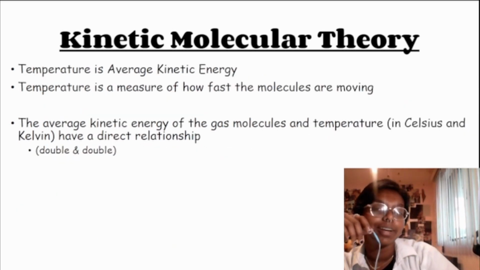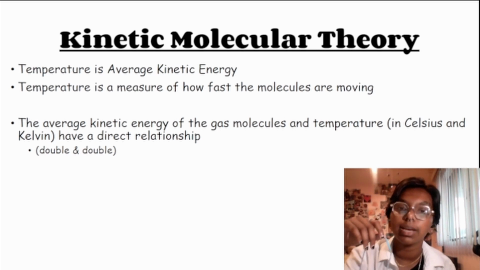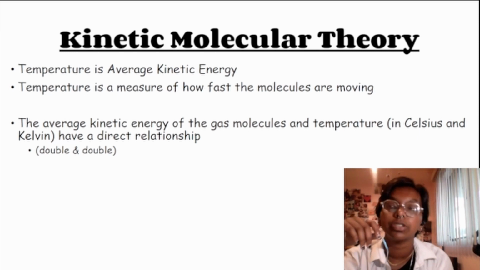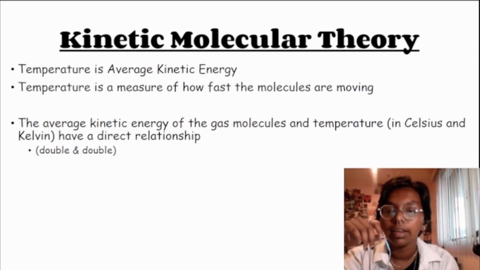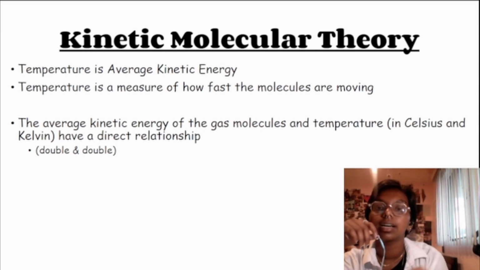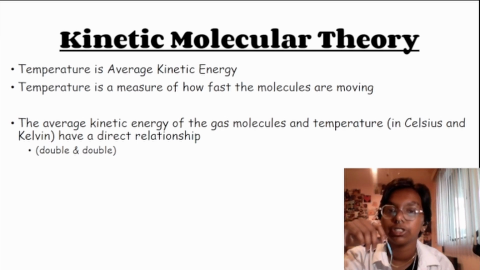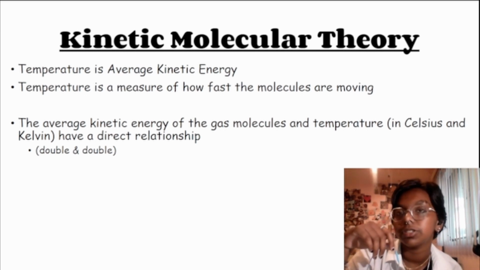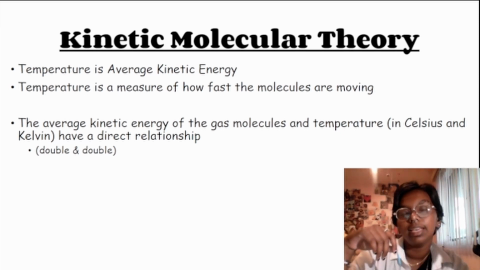So in kinetic molecular theory, temperature is the average kinetic energy of something. The temperature is the measure of how fast the molecules are moving, and the average kinetic energy of gas molecules and temperature have a direct relationship. The more kinetic energy a gas molecule has, the higher the temperature. If you were to graph it, it would have a positive slope.